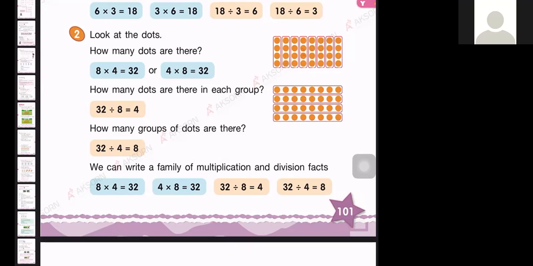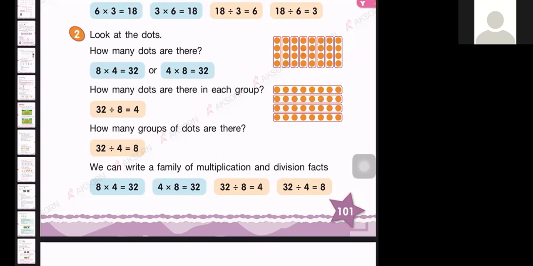Grade 2. Yes or no? Yes. Okay, so now we're going to check how many dots are there in each group. So now you look at the second dots. So we have 32, all of the dots. If we're going to count all of the dots, we have 32 in total, okay? So all of the dots is 32 in total.